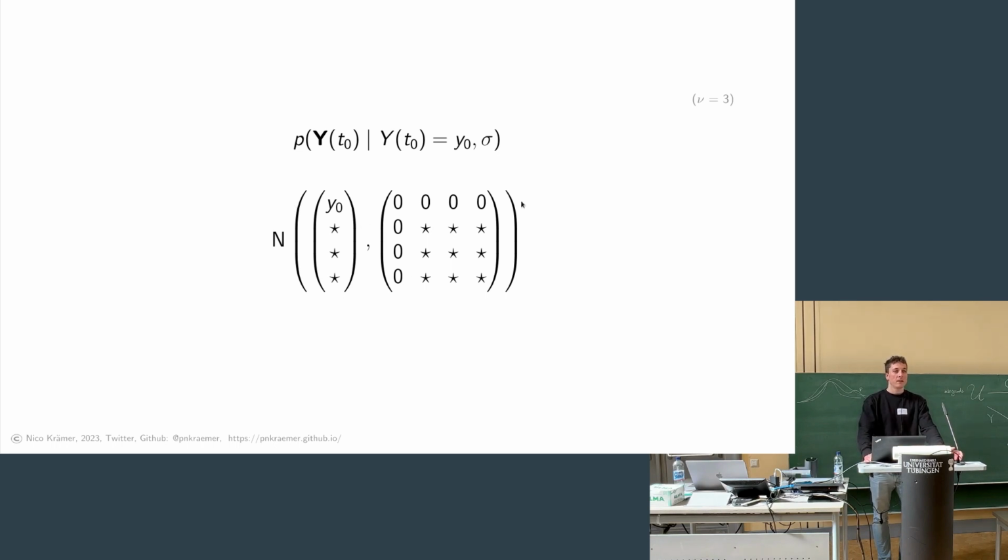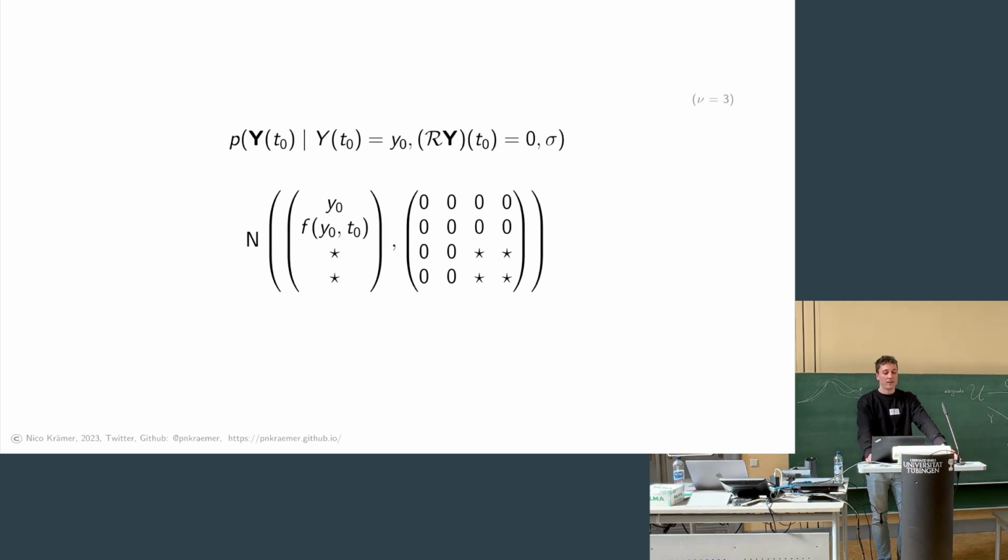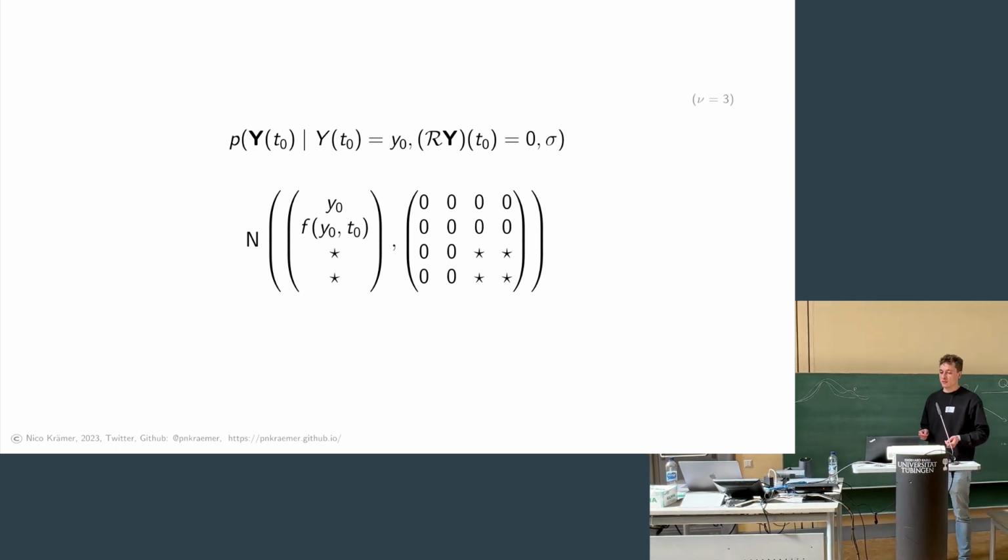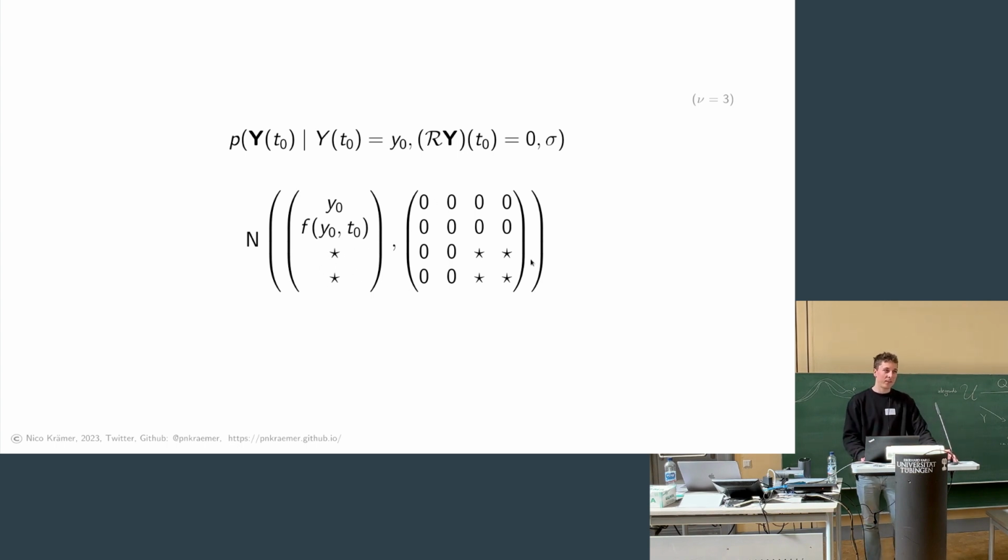Now, if we initialize the first ODE information, so the first residual, then we have the vector field evaluation as the second state. We know from the ODE that the time derivative is equal to the vector field evaluation. And again, one can show that we get exactly this state of elements. Here star is always some undefined value. It's not necessarily the same one between two slides. It's just something that floats around.